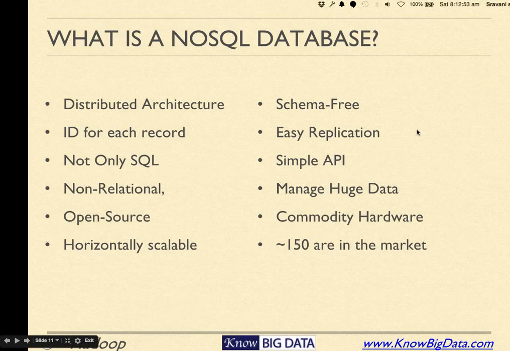You may not be able to distribute effectively because you'll have to keep track of which rows are on which file, which machine, and therefore distributed architecture leads to one design where there has to be an identifier of each record. Okay.